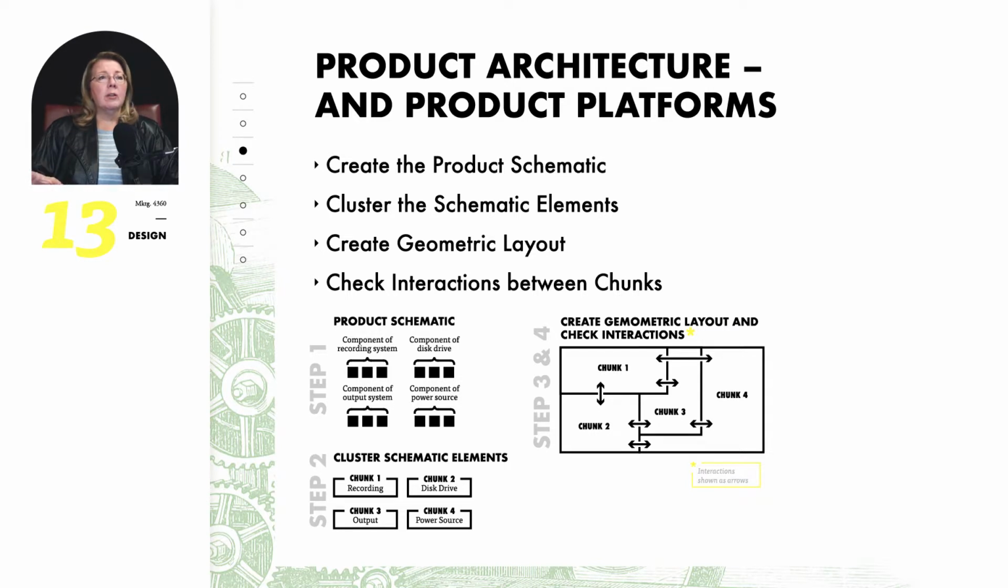So in this graphic here, we have components that relate to the recording system of this product, the components that relate to the disk drive, to the output system, and to the power source. So you've got all these different components. And then the next step in the design process is to chunk those together into groups that make sense for different functions of the product. And then once you have those chunks together, then you would arrange the chunks in a way that fits into the form factor of the product.